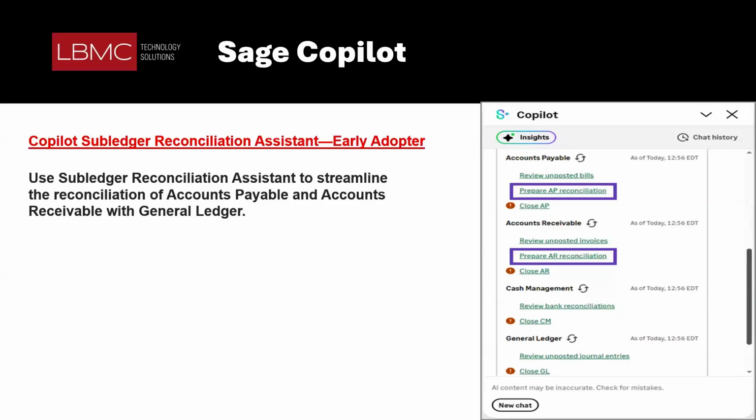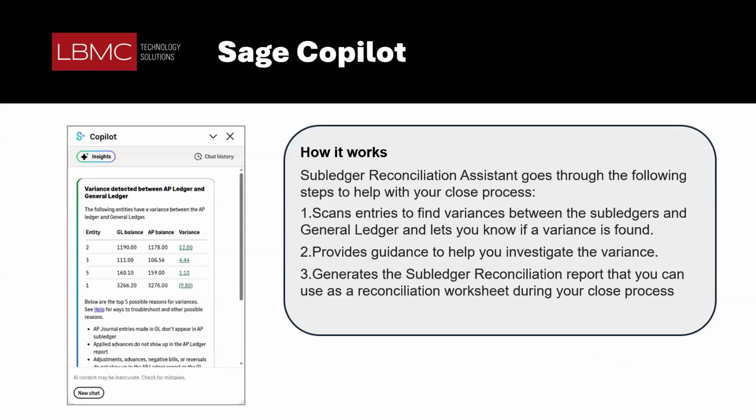And it will also give you drill-down insight to variances that you can see on a transactional level within Sage Intacct. So how Sage Intacct Copilot works is it will go through certain steps after your close process. We'll scan entries to see if there's any variance between your subledger and your GL and let you know if any variances were found. It will provide some guidance to help you navigate the variance, and it will generate a subledger reconciliation report that you can use to reconcile your information.